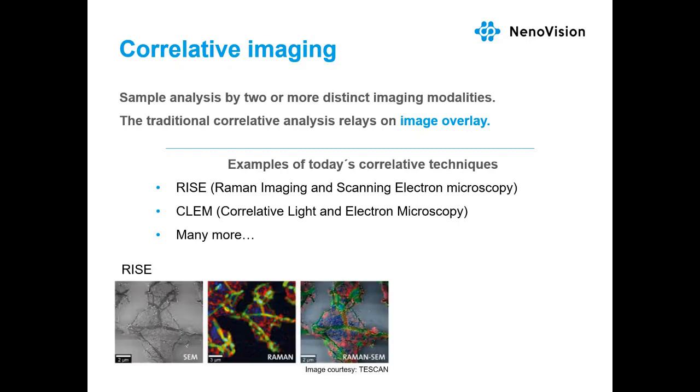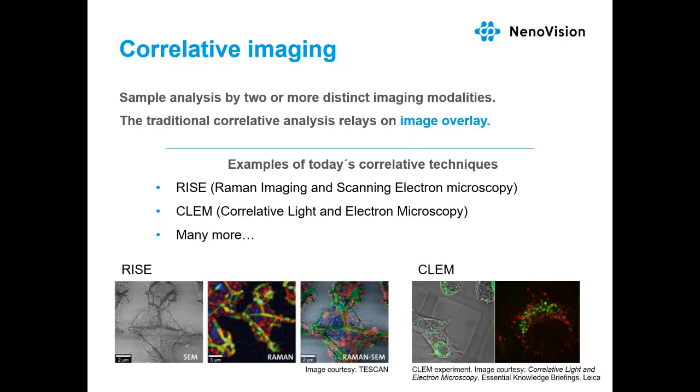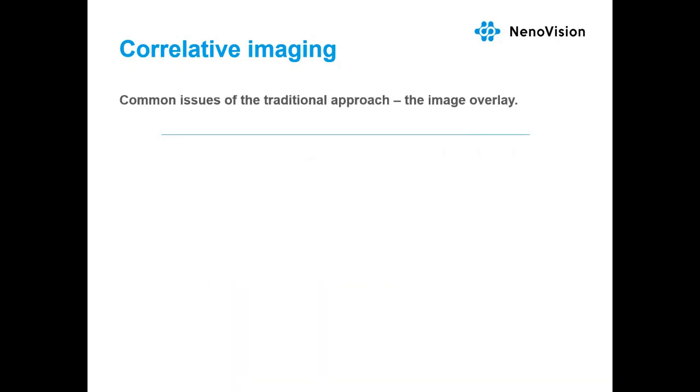So the approach is as follows. You make a separate SEM image, then you make a separate Raman image, and then you correlate the data together. It's quite powerful because you can use the Raman to chemically analyze the composition of what you see on the SEM. And the same principle applies when we talk about CLEM, correlative light and electron microscopy. So you do the light microscopy, then you do electron microscopy, and you overlay the images, and then you try to combine both techniques together.